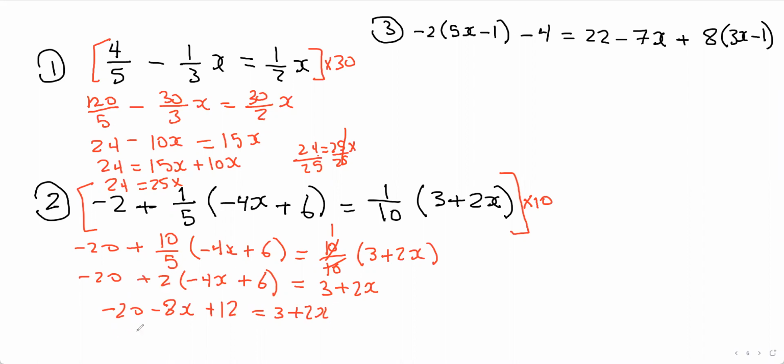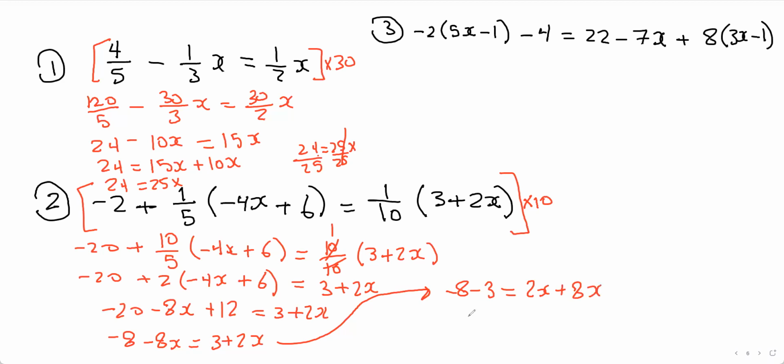All right. Now we collect like terms here. So the -20 plus 12 is -8 minus 8x equals 3 plus 2x. Now I'm going to bring the -8x this way, and I'm going to bring the 3 that way. So -8 minus 3 equals 2x plus 8x. -11 equals 10x. Divide both sides by 10. X equals -11 over 10.